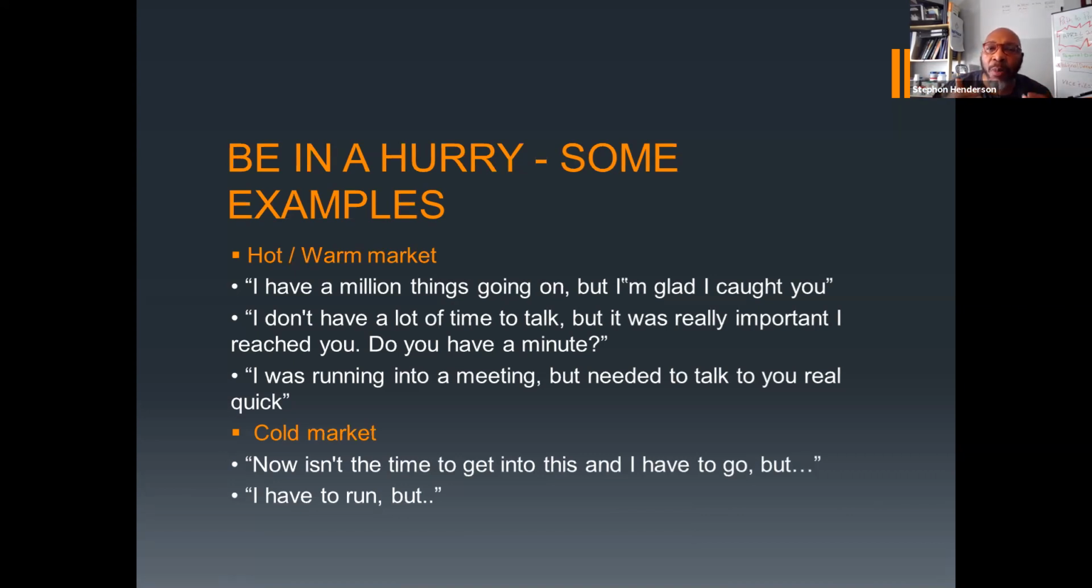So your warm list is just setting you up for this market right here, which is your cold market. This is your profit. So if the warm market is your practice, then your cold market is your profit. Make sense? So he said, now isn't the time to get into this, I have to go, I have to run, but. Okay.